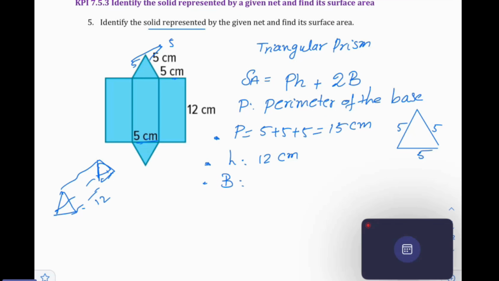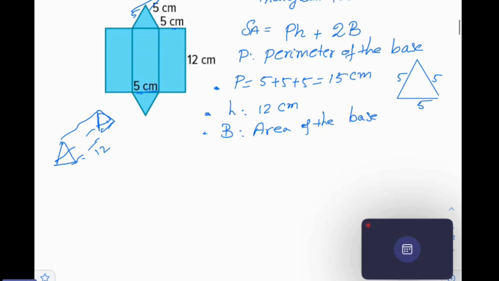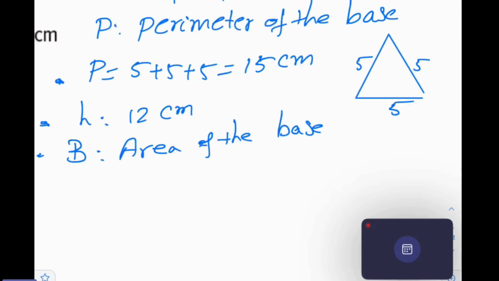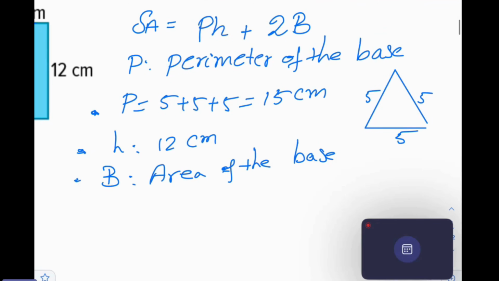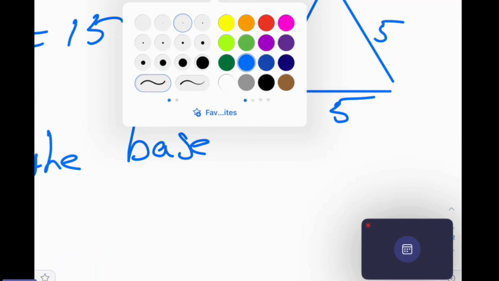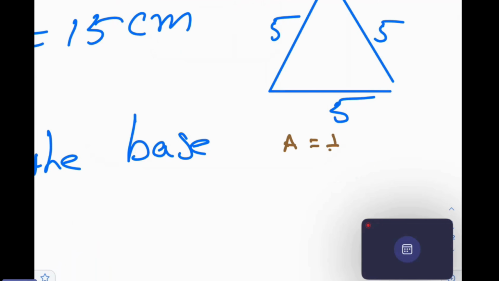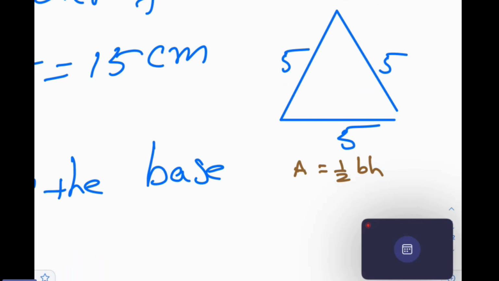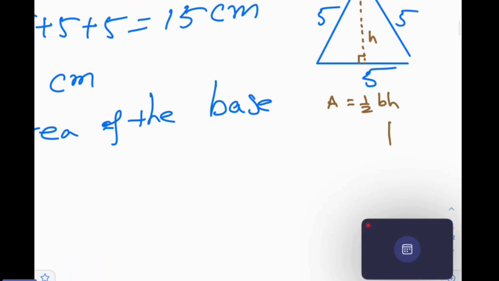What is B? B is the area of the base. What is the area of the base? Our base is a triangle. How can I find the area of this triangle? The area of a triangle in general is half base times the height of the triangle. Our height of the triangle is not shown here, so I will draw it; imagine this is my height of the triangle. It's not the height of the prism. The height of this triangle can be found using the Pythagorean theorem.